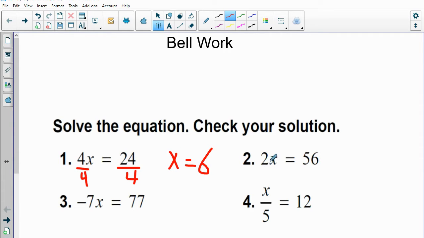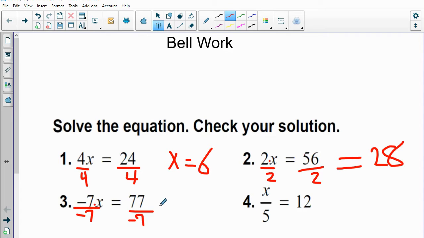On number 2, I'm multiplying by 2, so I'd have to divide by 2 to get that variable by itself. And 56 divided by 2 would be 28. So pretty straightforward there. On number 3, we've got negative 7 times x equals 77. So I would need to divide by negative 7 to undo multiplying by negative 7. And 77 divided by negative 7 is going to be negative 11.